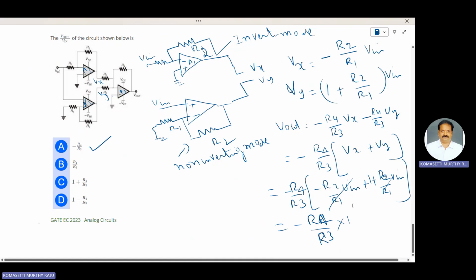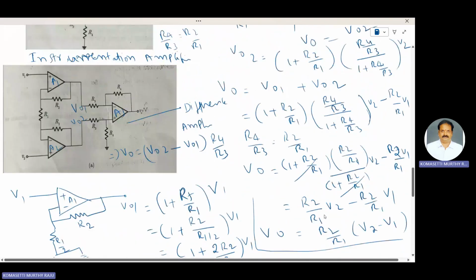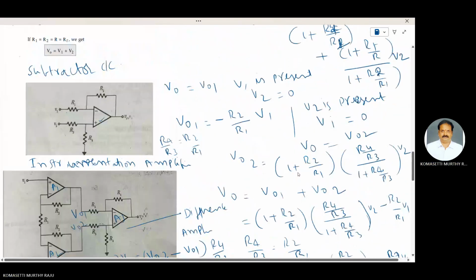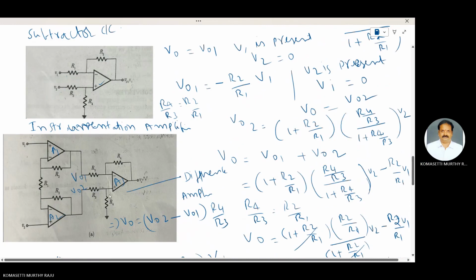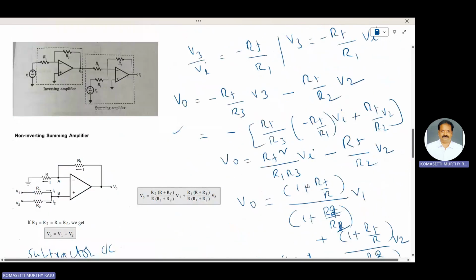The answer is A. These are the fundamental concepts which are very useful to solve GATE exam problems. Please remember all the expressions for these circuits.